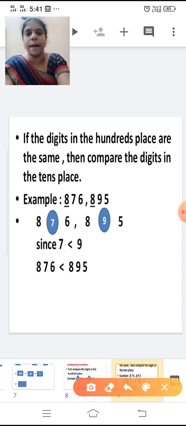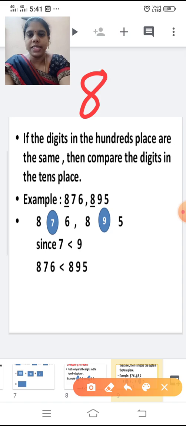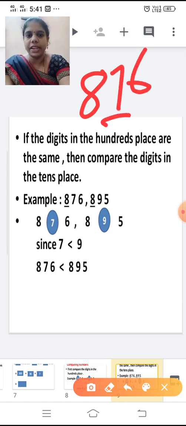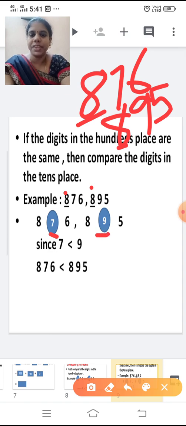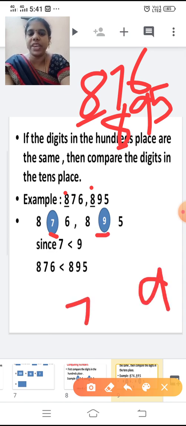We'll see one example now. 876, 895. See here, in both the numbers we have 8 in the hundreds place. So now what do we have to do? Now compare the tens place. Here we have 7, here we have 9. In the first number we have 7 in the tens place. In the second number we have 9 in the tens place.